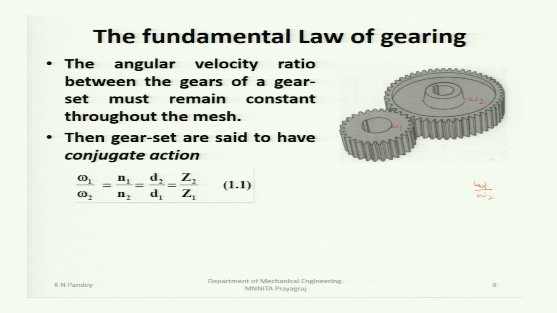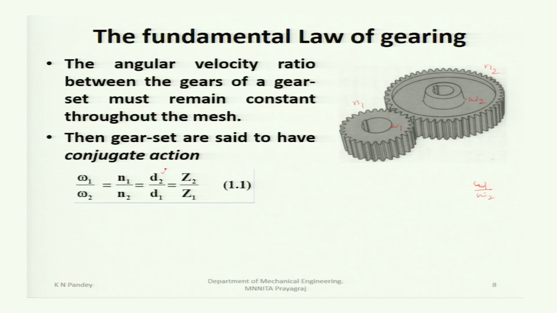The thing is, omega 1 divided by omega 2, where omega 1 is the angular speed of the first gear, and omega 2 is the angular speed of the second gear, which is meshed with the first gear. Then the ratio omega 1 divided by omega 2 must be equal to n1 divided by n2, where n1 is the RPM of the first gear and n2 is the RPM of the second gear, revolutions per minute.